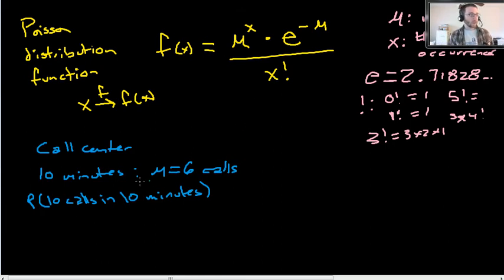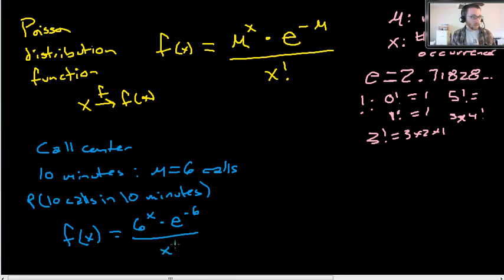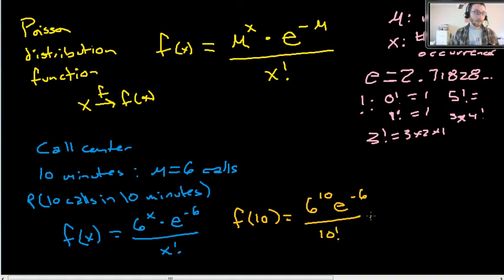Well, first we can parameterize this function now that we have mu. So our function for this particular call center for 10 minutes is 6 raised to the x times e raised to the negative 6 all over x factorial. For this scenario, we want to look at f of 10. So we want 6 raised to the 10th power times e raised to the negative 6th power all over 10 factorial. Now remember, this is a probability, so it has to be between 0 and 1. That's a good way to check to see if you did it right.